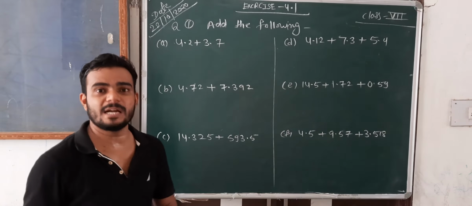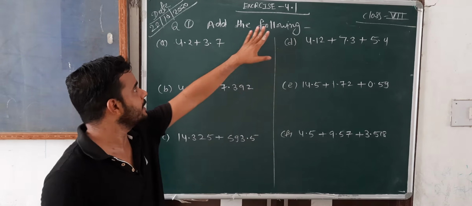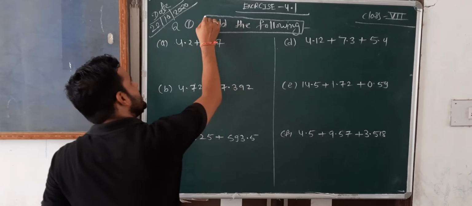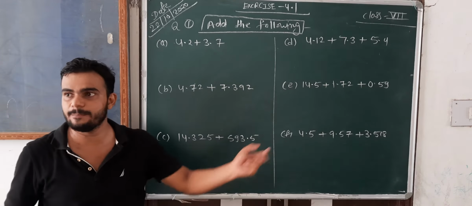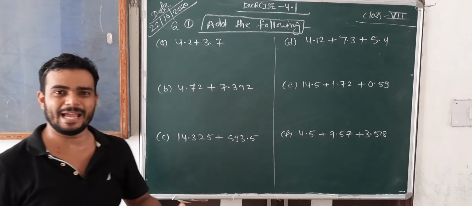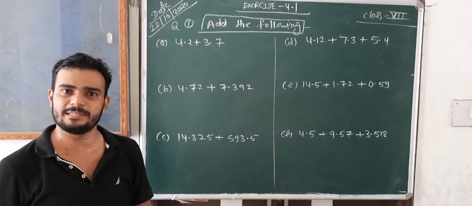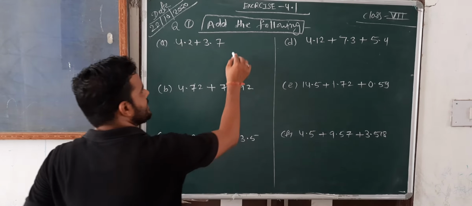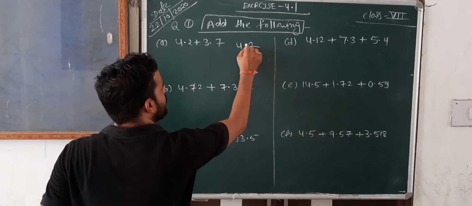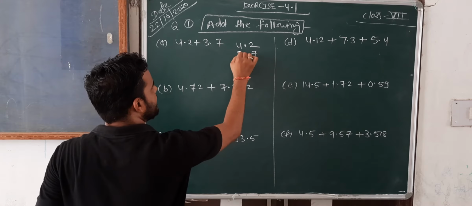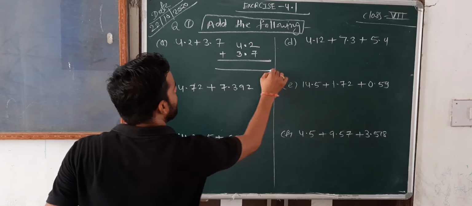Okay, so now we start our exercise 4.1. The first question is add the following. It means you have to add the following decimal numbers. There are 6 questions. As you know how to add numbers, we simply have to follow that rule. So 4.2 plus 3.7, it means 4.2 and 3.7, and we have to add both of these.